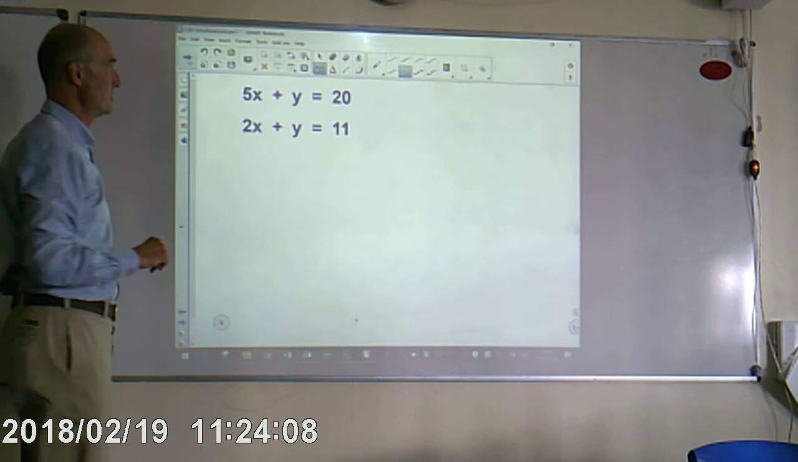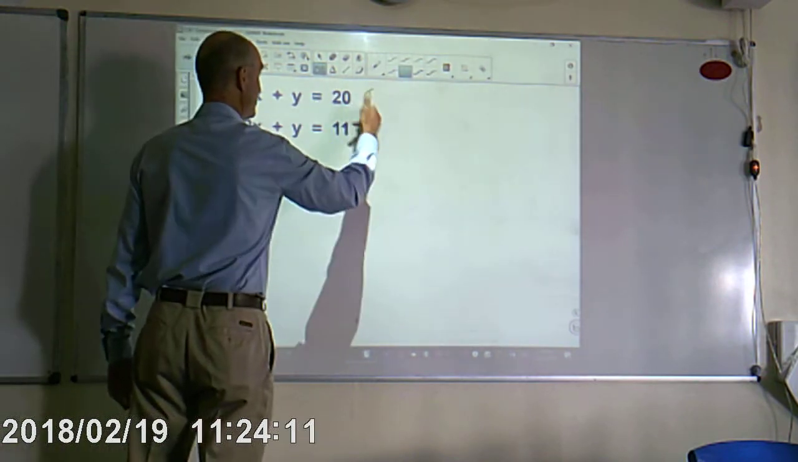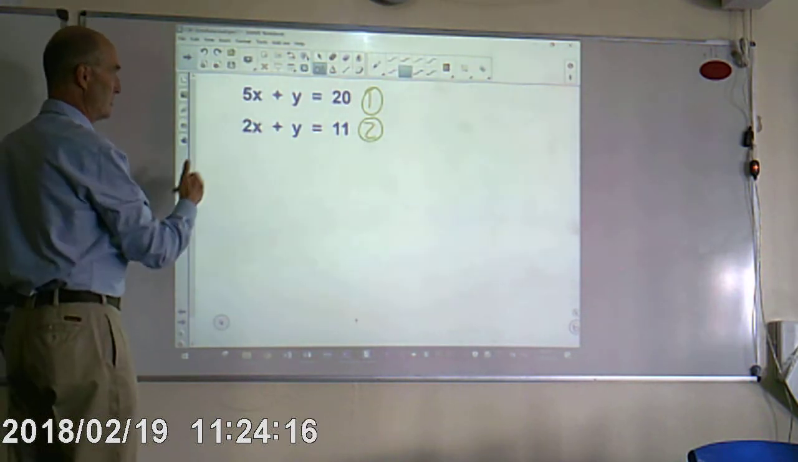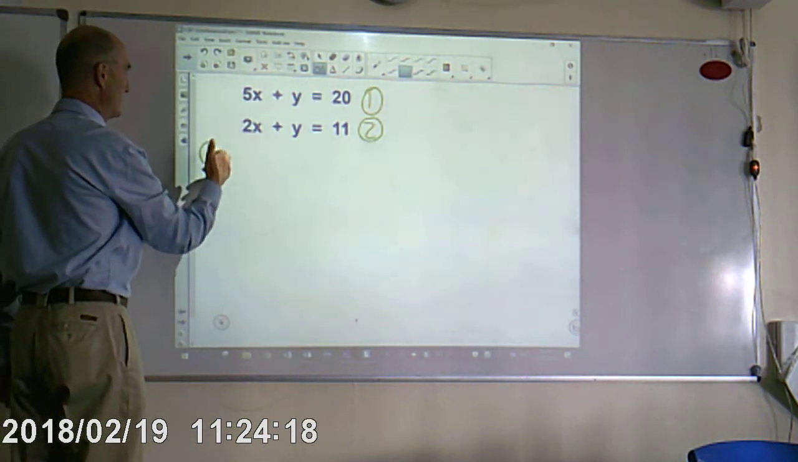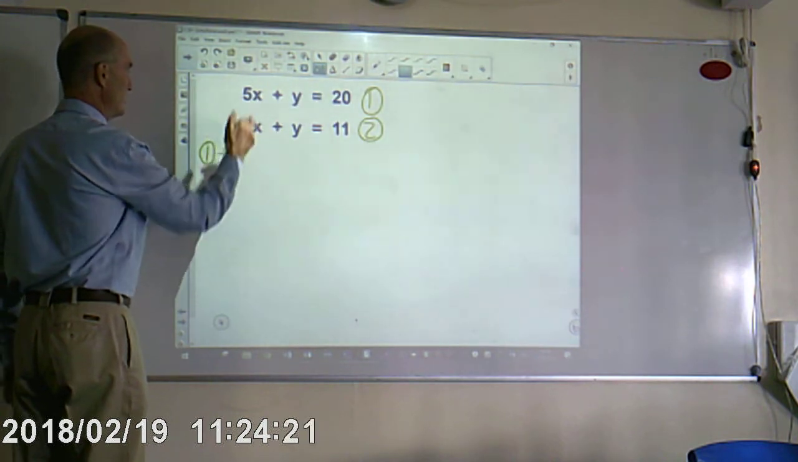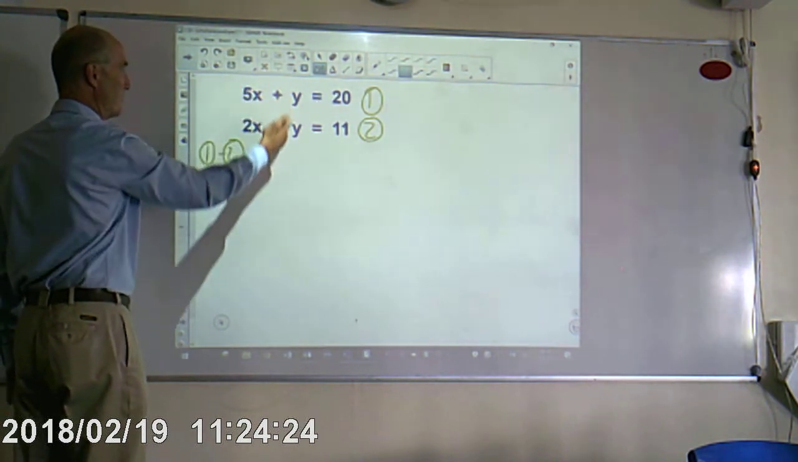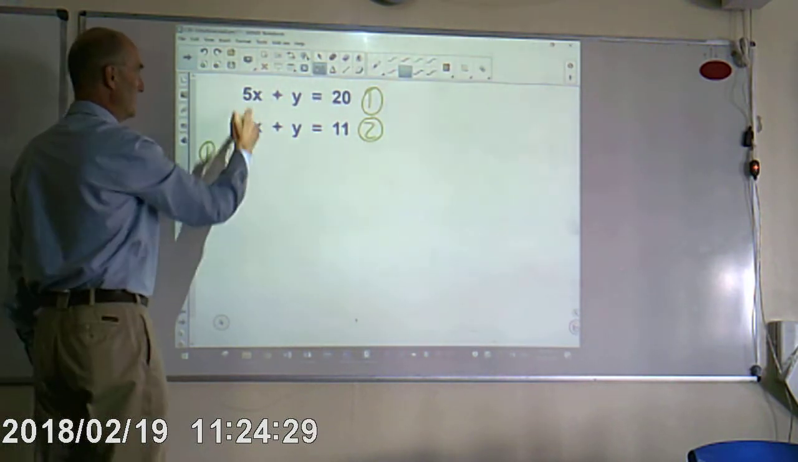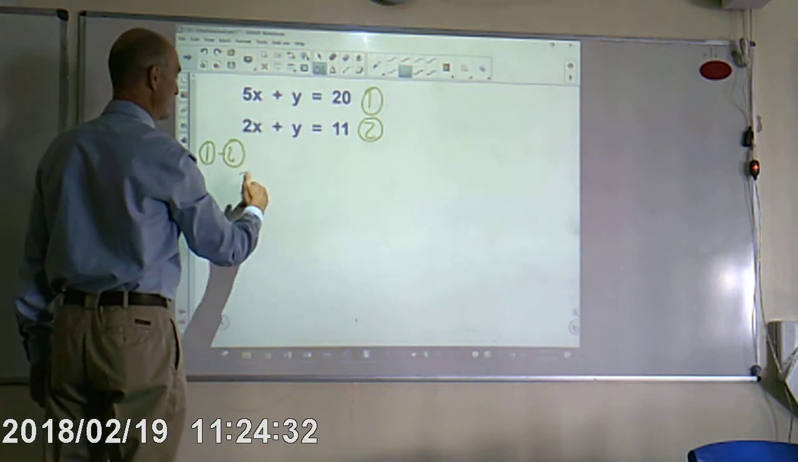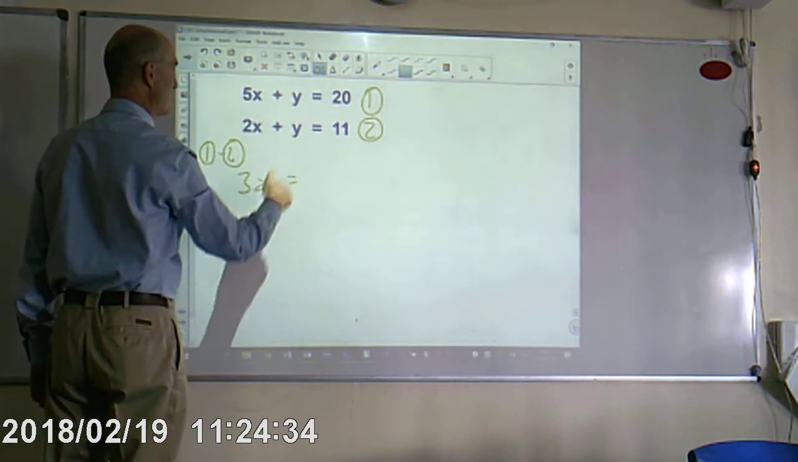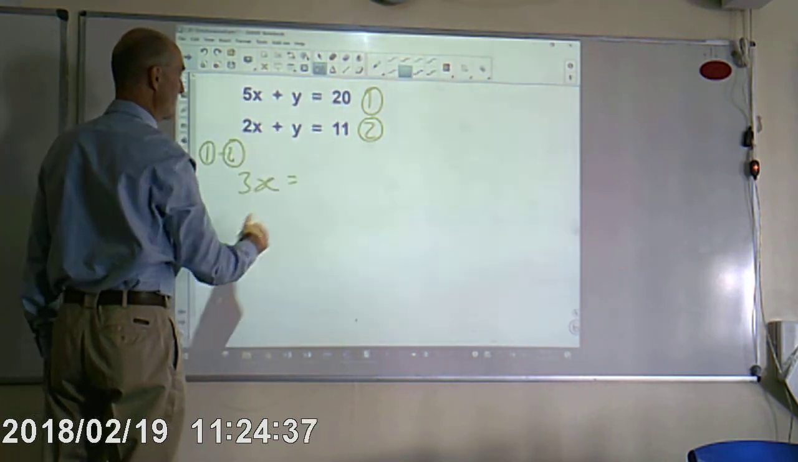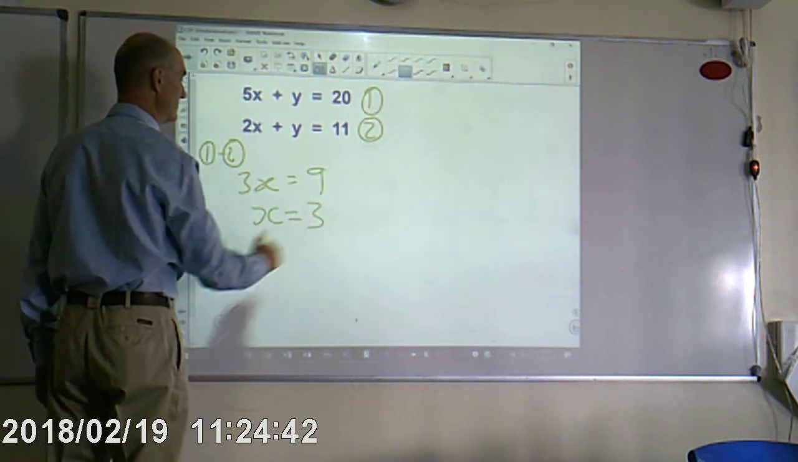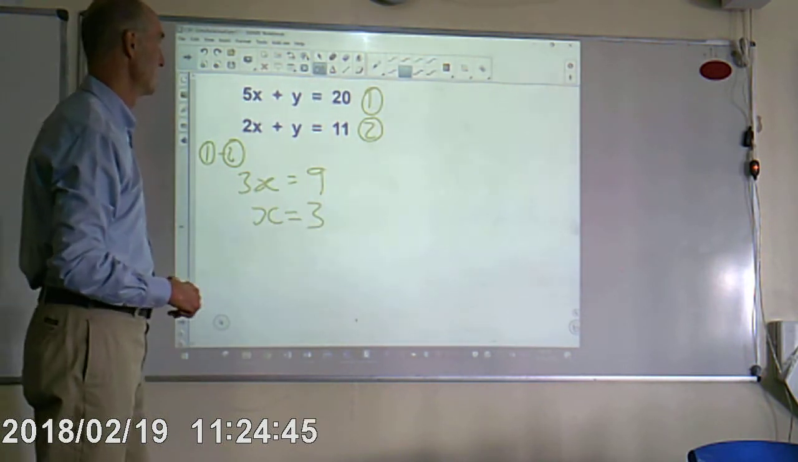Okay, similar type of example again. We'll go through this a little bit quicker. Equation 1 and equation 2. Let's do equation 1, take away equation 2. Want to get rid of either the x's or the y's. It's going to have to be a subtraction this time. 5x, take away 2x is 3x. Y, take away y, gets rid of my y's. 20 take away 11 gives me 9. 3x equals 9, x equals 3. Dividing both sides by 3.